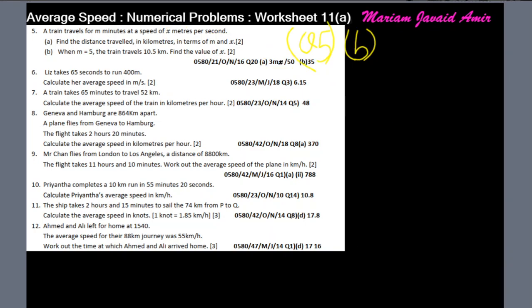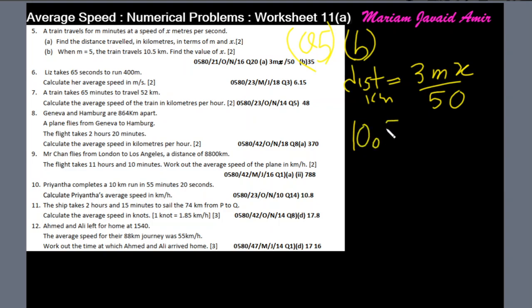So for part B, we already have from part A that the distance traveled in kilometers is 3mx over 50. This distance will be in kilometers. So part B says when m is equal to 5, the train travels 10.5 kilometers, find the value of x. So simply substitute the values. 10.5 is equal to 3 times 5 times x over 50. This should give us 35 according to the answer. Let's see, 10.5 times 50 divided by 15. Yes, we'll get 35.